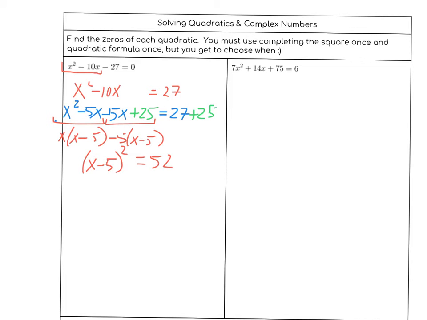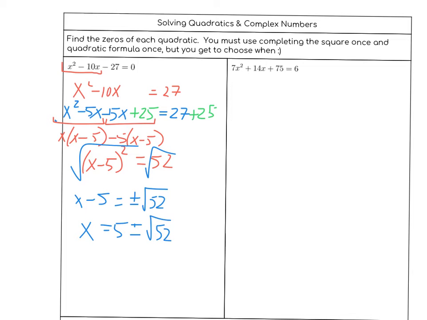Square rooting both sides, we've got x minus 5 is equal to plus or minus the square root of 52. To finish this off, we're going to add 5 to both sides. We get 5 plus or minus the square root of 52. If you'd like to reduce this, you can, but I'm okay if you don't.